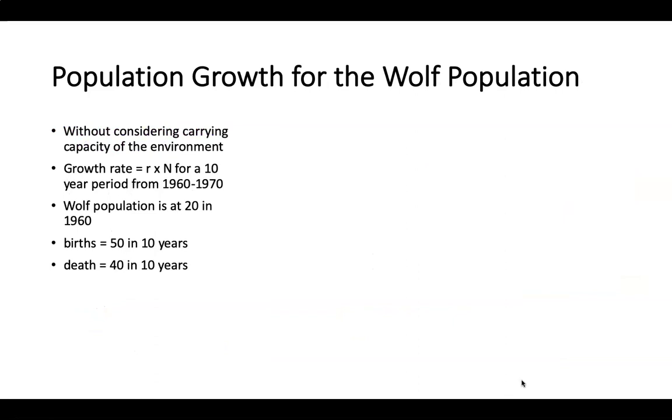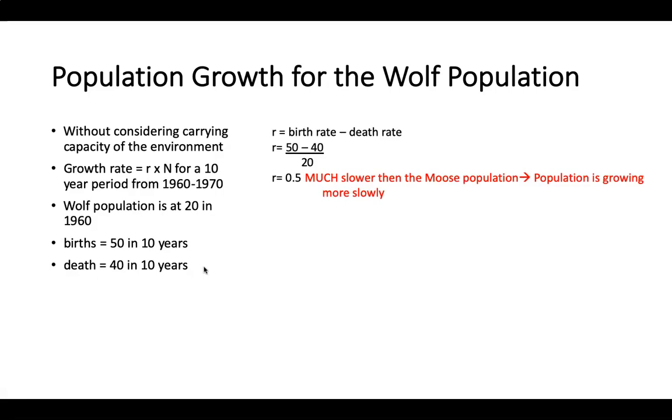Let's look at the wolf population now and see what's happening over there. The wolf population started at 20 individuals in 1960. In the 10-year range that we're interested in, there were 50 births and 40 deaths. So just thinking about this population, you might realize that this population is not going to grow quite as fast as the moose population. So let's start by calculating our change in the population by determining our growth rate.